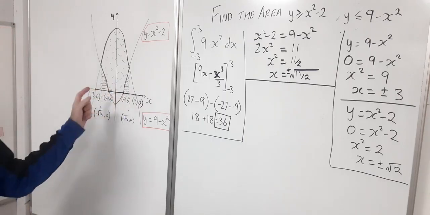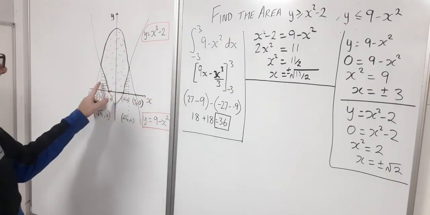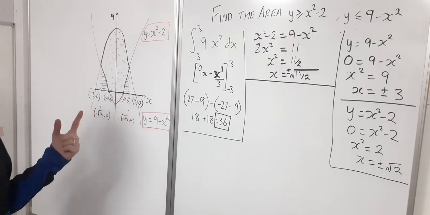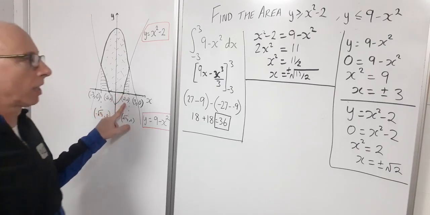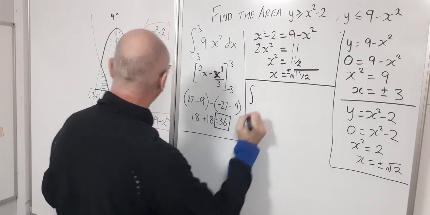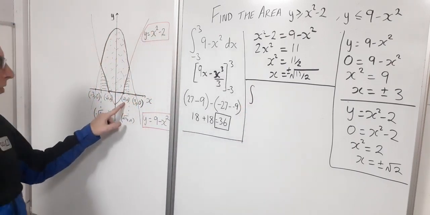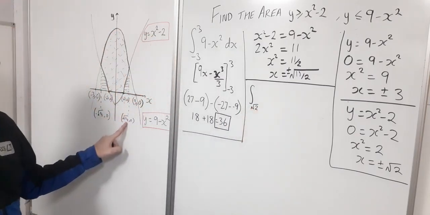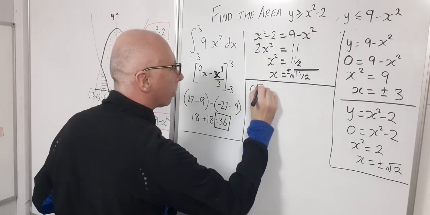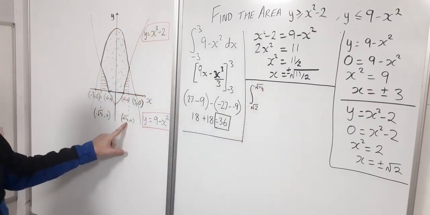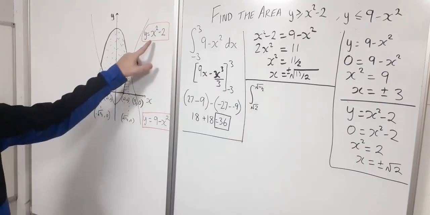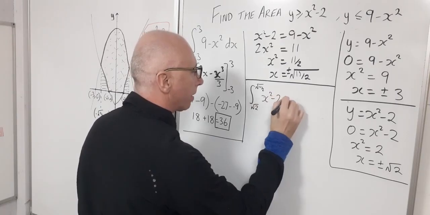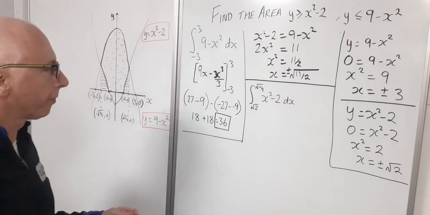Now, as parabolas are symmetrical, these two will have equal area. So if I just find the area with these points, and then just double it. Let's go with this one first. What I need now is the integral from square root of 2 to square root of 11 over 2. And my formula for this curve is x squared minus 2. If I integrate over that, that will get me to my answer.